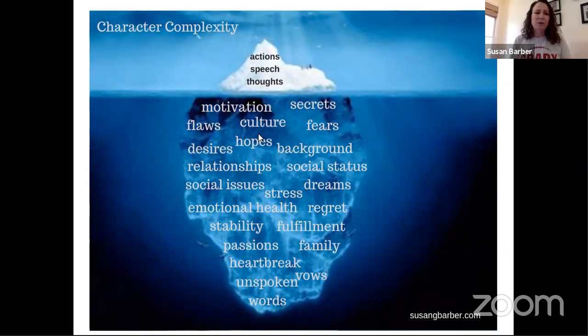And as astute readers, it's good for us to always be thinking, what motivates this character to do this? Maybe the character has secrets, desires. What are the character's hopes? What is their background? How does that influence what they're doing now? Maybe they have passions that are driving them, or social issues, relationships. All of these things can work together to influence what we see in the character. So we want to train our mind to not only see what is apparent, but to think below the surface level. This picture is attached in the description if you want to use it later to help refresh your memory of what to think about when we're thinking about character complexity.